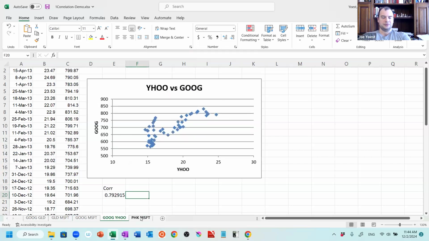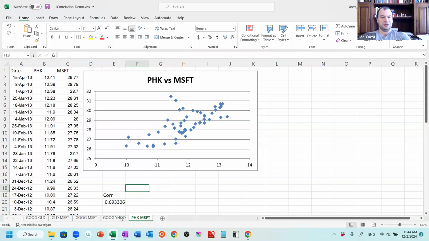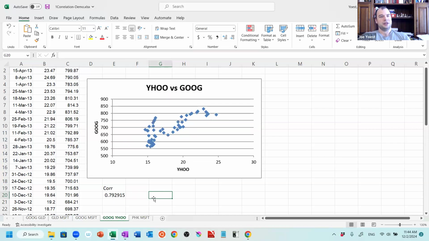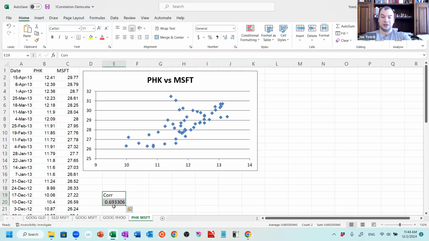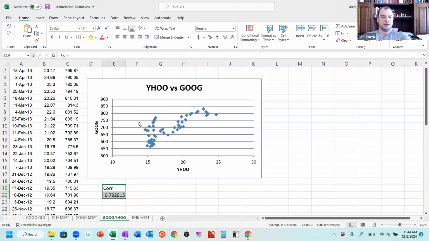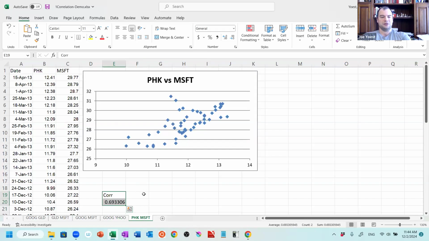Both Google and Yahoo and PIMCO versus Microsoft, it seems like they both have a correlation coefficient that is somewhat close to 1 in magnitude, 0.6, 0.7, 0.8, something like that. That's getting up close to 1. So it does seem like there is some linear nature to their relationship. And we see in both cases it's positive. When one share price tends to be high, the other tends to also be high, and vice versa. When one is low, the other tends to be low for both of these cases.